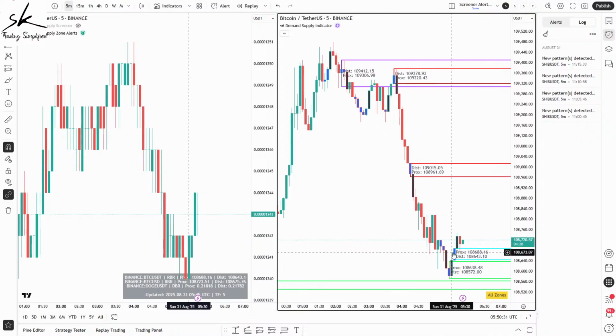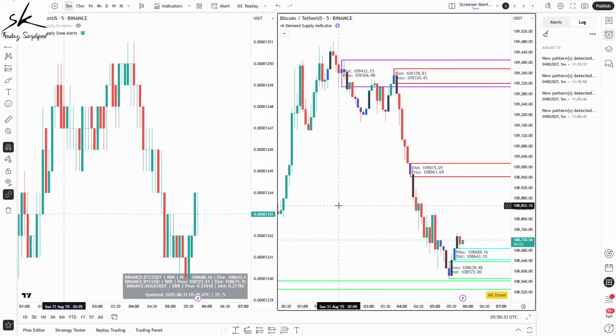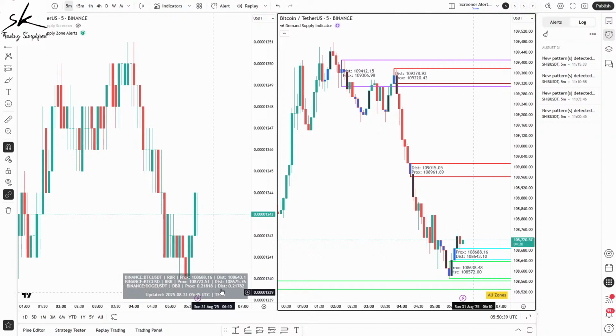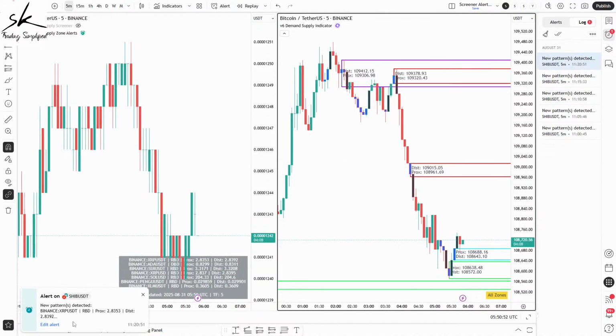So this is what happens: as and when these demand supply areas form, it keeps updating you. If you have a free TradingView account, at least you'll get these notifications on your chart. But if you have a paid TradingView account, you can also place your alerts so that you get those notifications. In case we get some notifications during the session, I'll show you examples. Can you see we just got a notification? This is how it works.